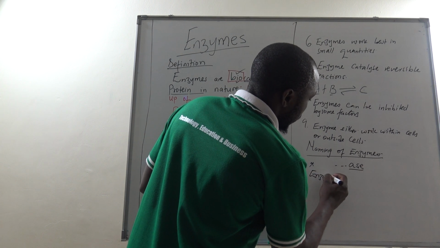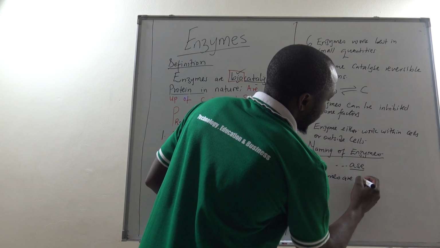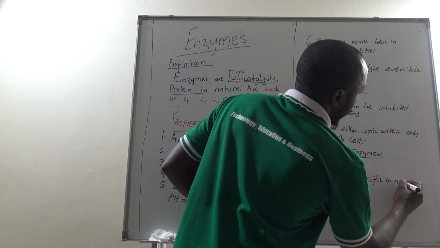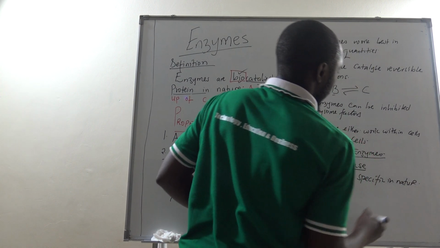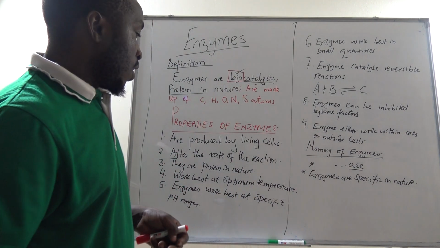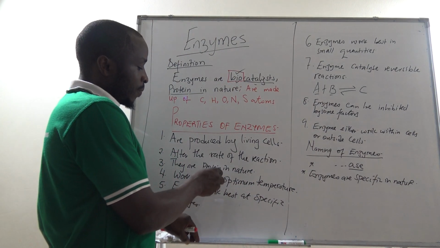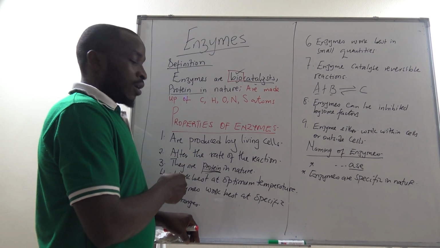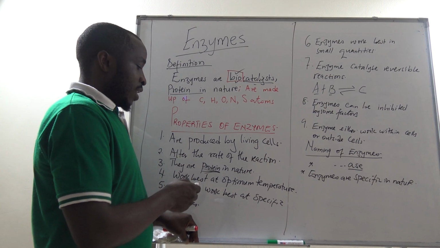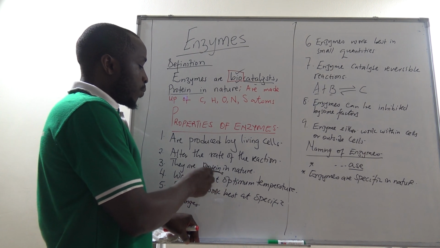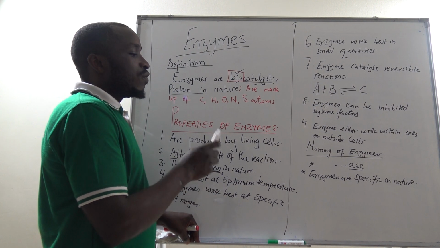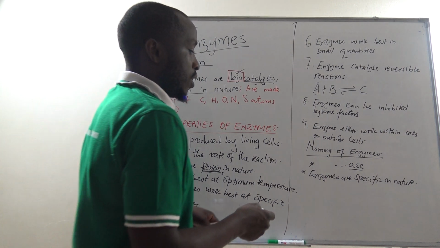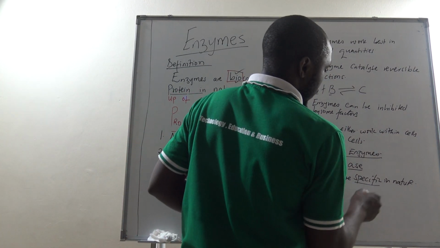Enzymes are specific in nature. Why are they specific in nature? We had earlier discussed that proteins take up different functional structures. So that functional structure of a protein makes it very specific in what it does. The way it coils around gives the enzyme the specific nature.